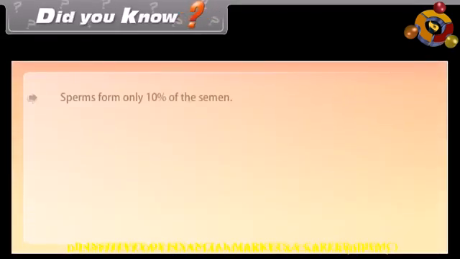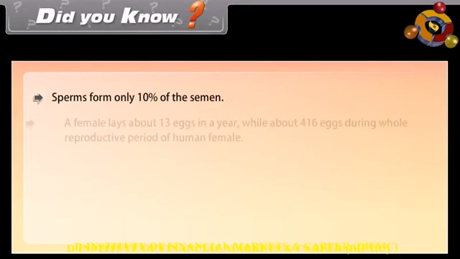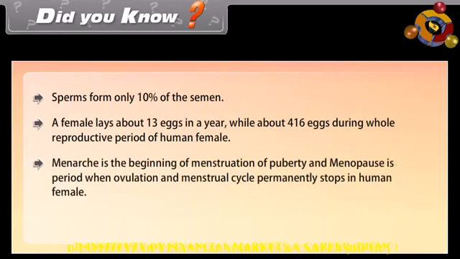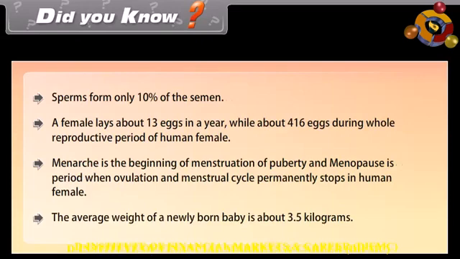Did you know the sperms form only 10% of the semen? A female releases about 13 eggs in a year, and about 416 eggs during the whole reproductive period. Menarche is the beginning of menstruation at puberty, and menopause is the period when ovulation and the menstrual cycle permanently stop in the human female. The average weight of a newly born baby is about 3.5 kilograms.